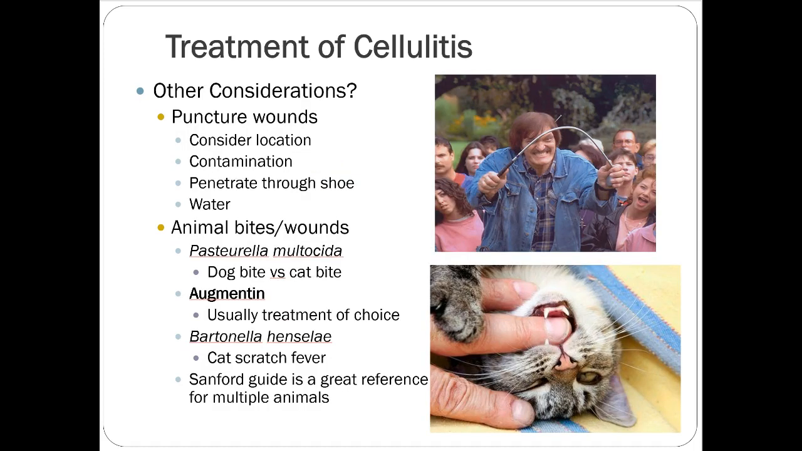Puncture wounds get really tricky. And this is one of the questions I hate the most. It's like, oh, somebody has a super dirty shoe on and they stepped on a nail. What do you do? I'm like, I don't know. I mean, anything could be in there. So it's really hard to cover.